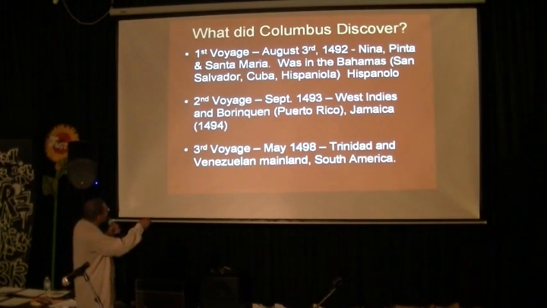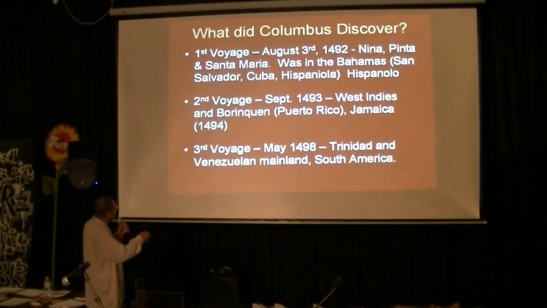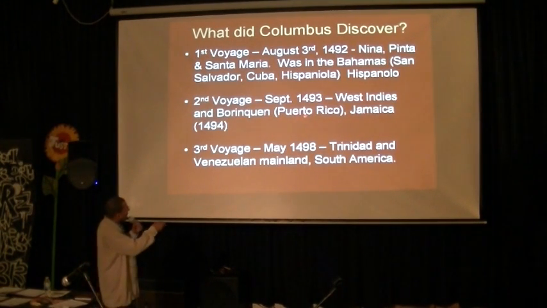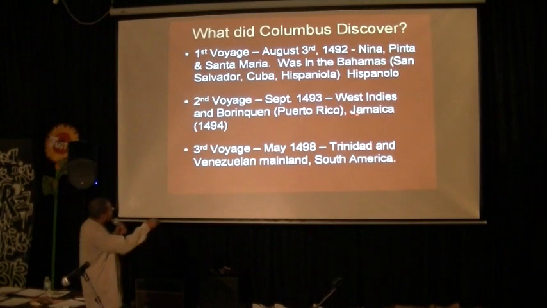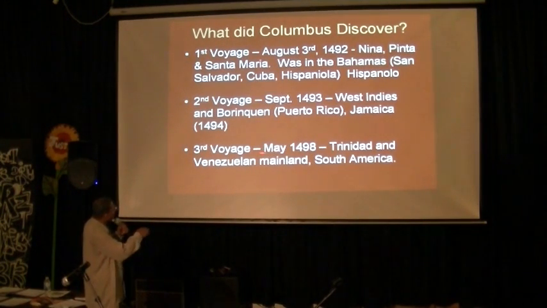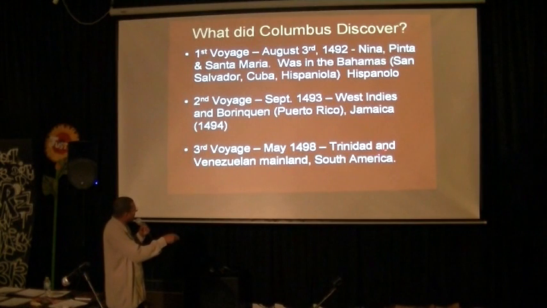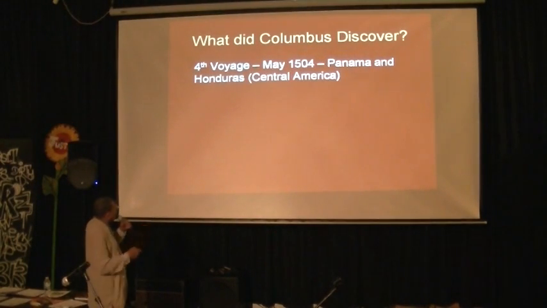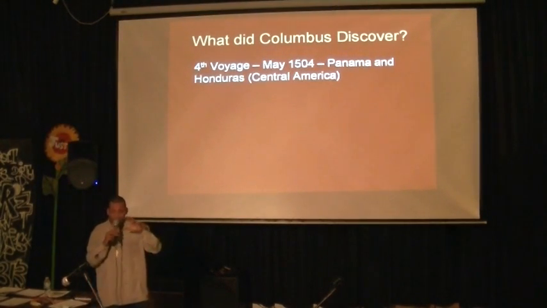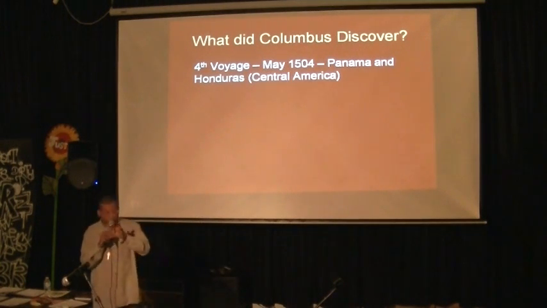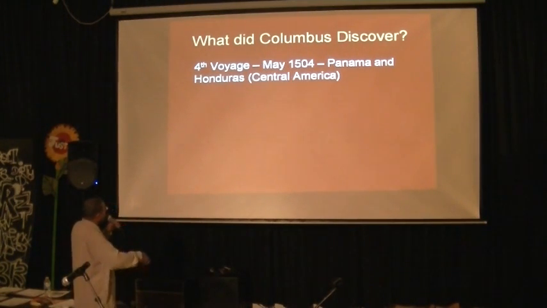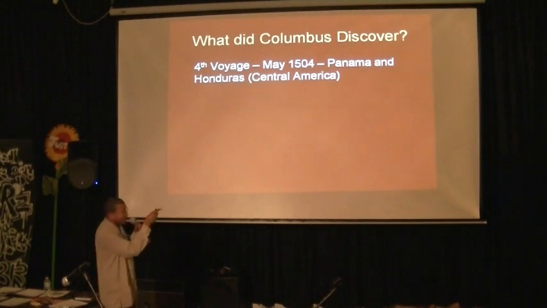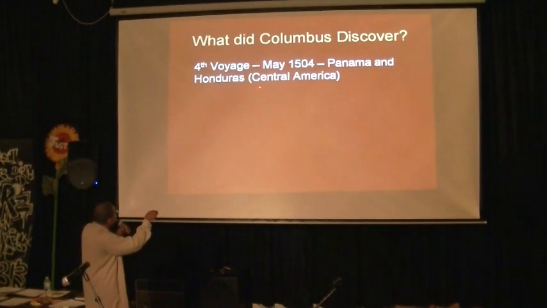Okay, second voyage, September 1493, goes to the West Indies and Boricuen, or what we today call Puerto Rico. He also goes to Jamaica as well, 1494. Third voyage, 1498, goes to Trinidad and the Venezuelan mainland in South America. Fourth voyage, you'll see it from like 1502 to 1504, because he was stranded for like a year. He goes to Panama and Honduras. This is his last voyage.